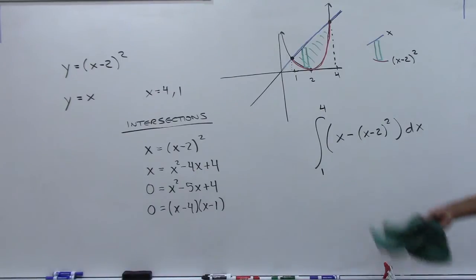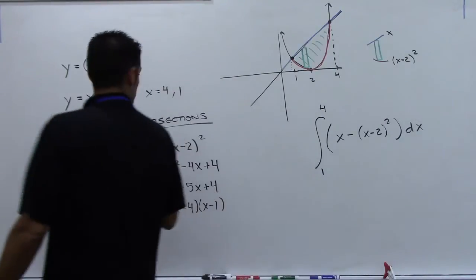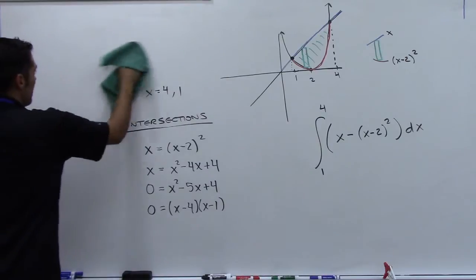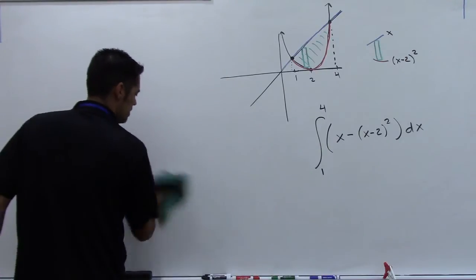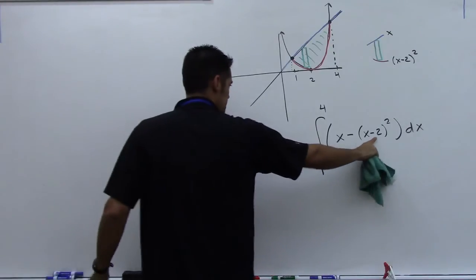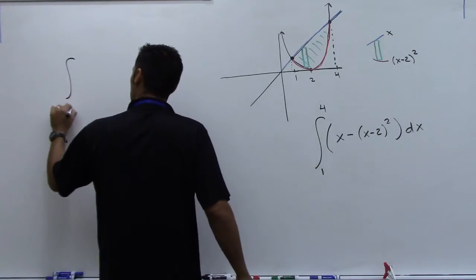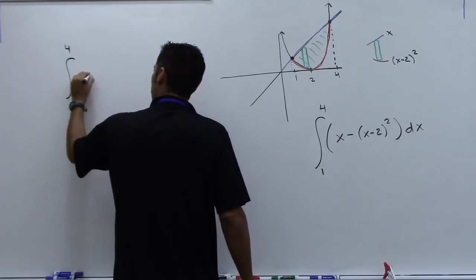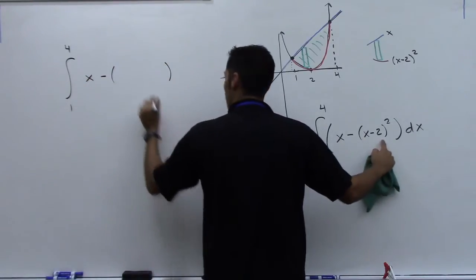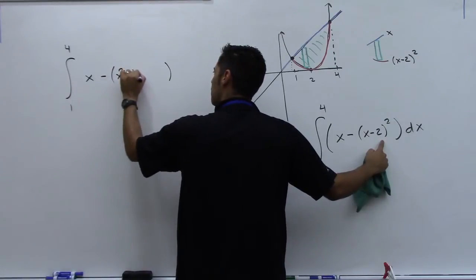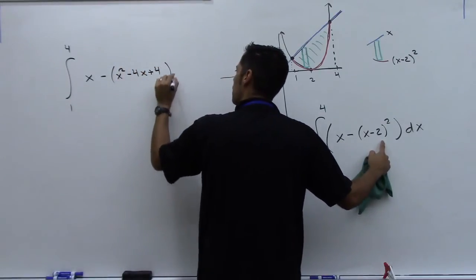So now I need to integrate this. And you have a couple of different options on how to integrate that. What I would do, if I were doing this problem, I would just expand out this. So I have integral 1 to 4. I'd have x minus, now be real careful here. When I expand this out, I get x squared minus 4x plus 4, right?